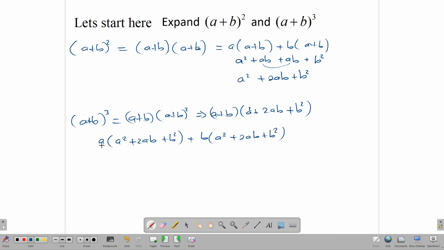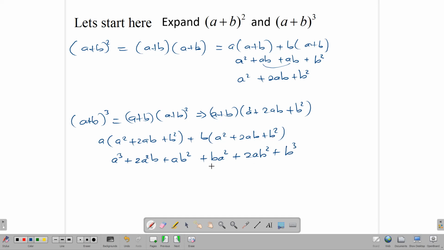All right, let's get our multiplication on. Remember now, a times a squared gives us a to the third power. A times 2ab gives us 2a squared b. And a times b squared gives us ab squared. Let's write our plus there. Then b times a squared is simply ba squared, or you can write it as a squared b, no problem. B times 2ab gives us 2ab squared. It's a b times b. And b times b squared gives us b to the third.